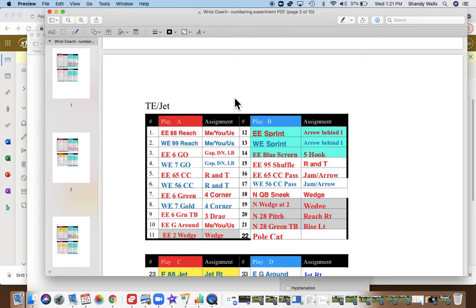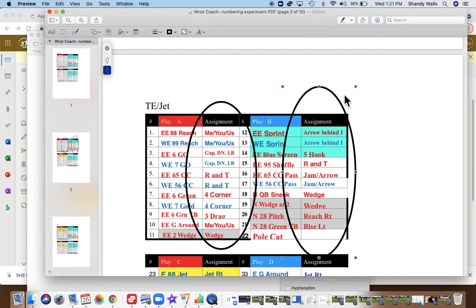Our third column, where it says assignment, that is your individual assignment on each play. For example, let's look at play number 1 again. East End 88 reach. If you're the tight end, it says assignment, me, you, us. And that's unique to the tight end. He will be the only person who has that written there. And what it does is it tells the tight end that he has to talk with the wing about who is going to be blocking a specific player, me, you, or us.